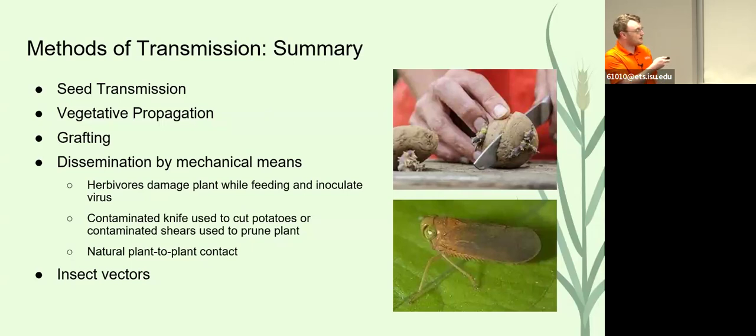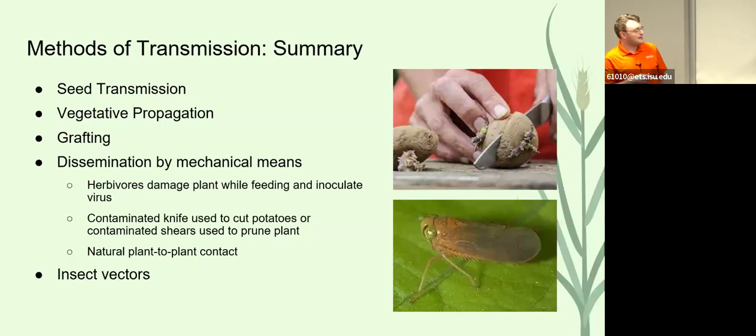In farming, there is vegetative propagation, where, for example, with potatoes, you grow new potatoes by chopping up an old potato, planting each of the little pieces, and it grows new ones. Well, if the virus is in that seed potato, now all of the potatoes that grew from the one you chopped up are infected.